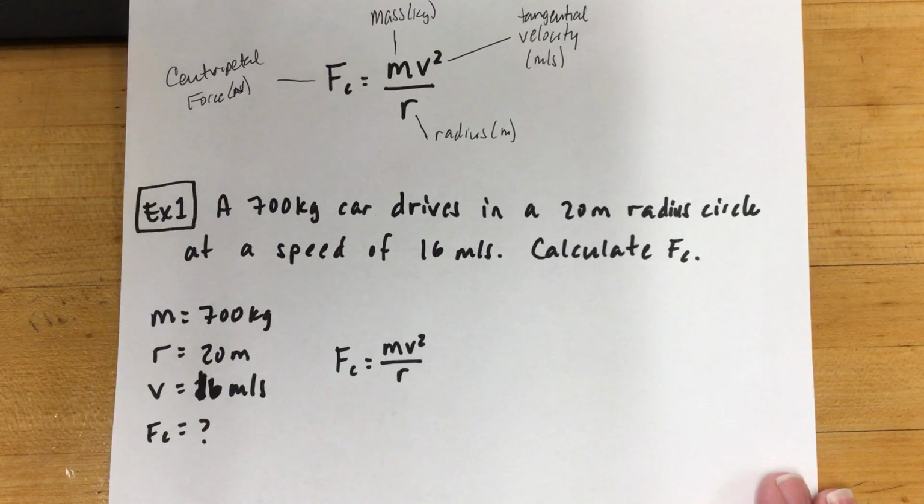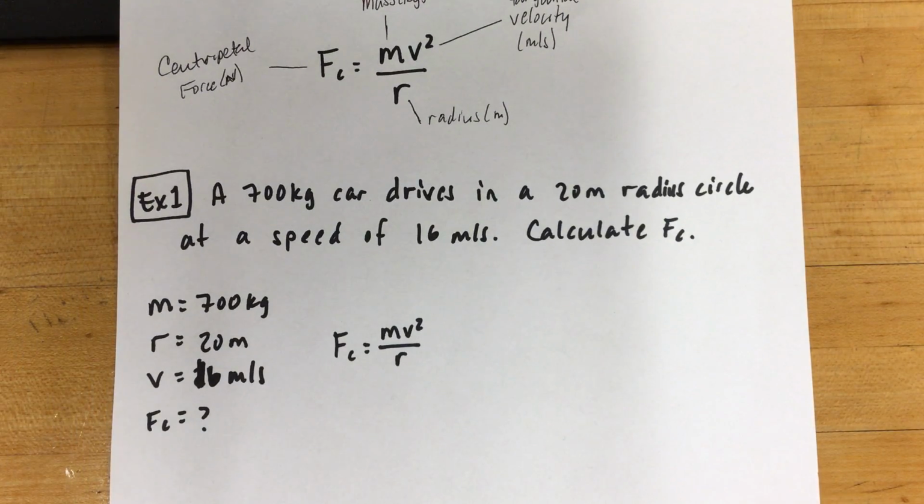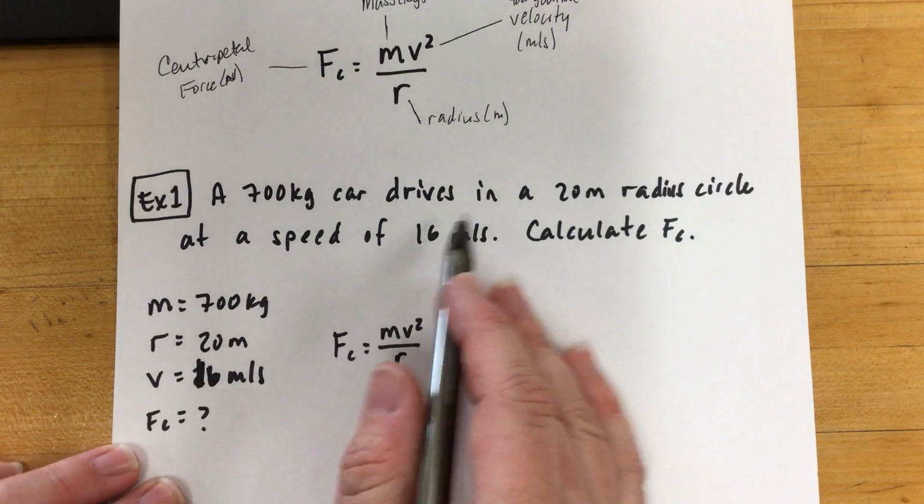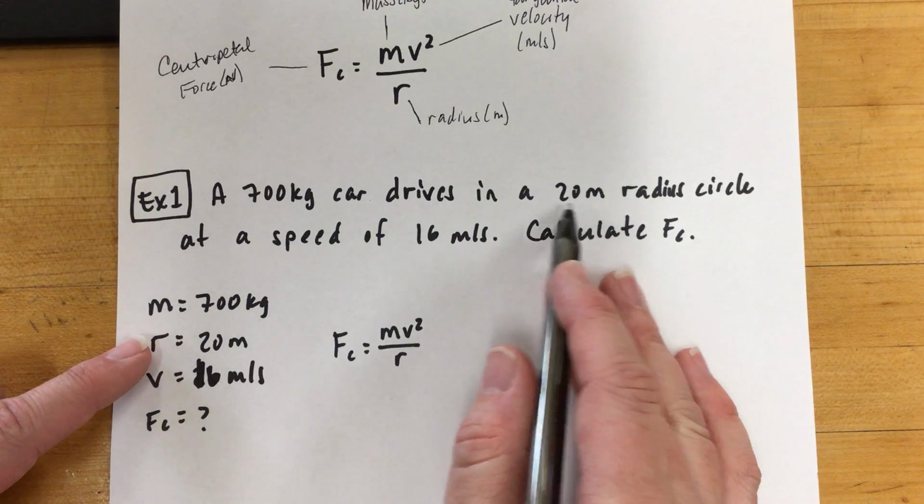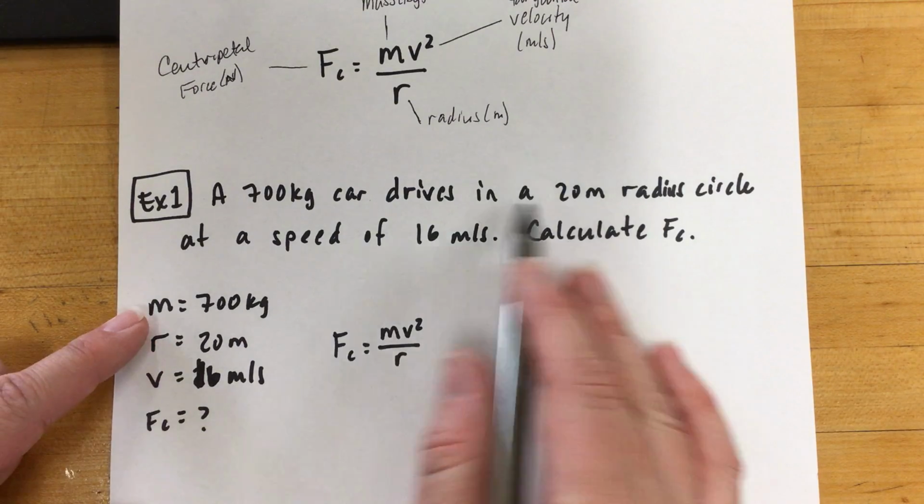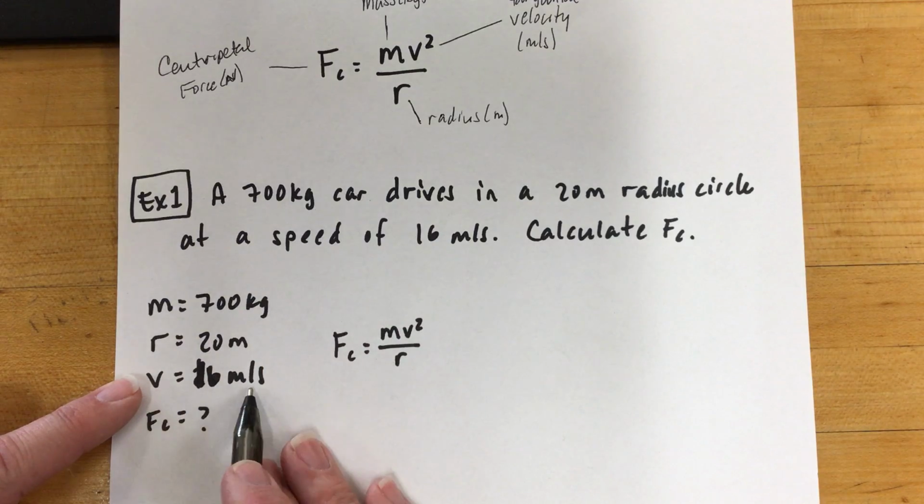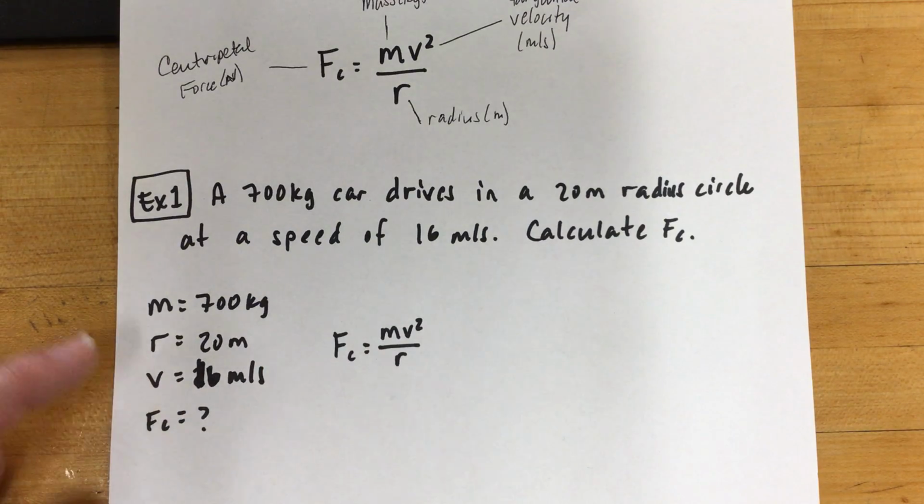So an example to this would be a 700 kilogram car drives in a 20 meter radius circle at a speed of 16 meters per second, and you're going to calculate the centripetal force. So when we're doing that, we have our variables here. 20 meters for our radius, mass is 700 kilograms, velocity is 16 meters per second, and we'll solve for Fc.